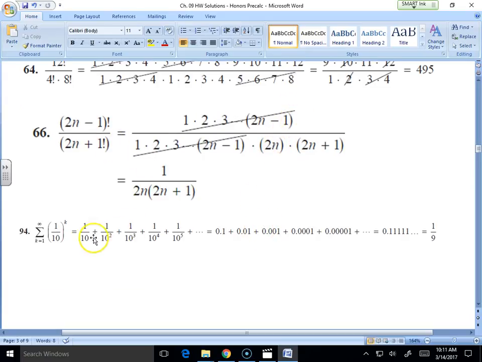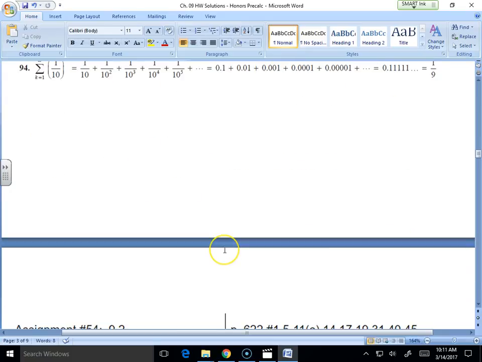Number 94, it's tiny, tiny, tiny. But the series would be 1/10 plus 1/100 plus 1/1000, which is 0.11111, which is 1/9. And that's the last even, so. That's the last even, but I don't trust your mental math, so hold on.